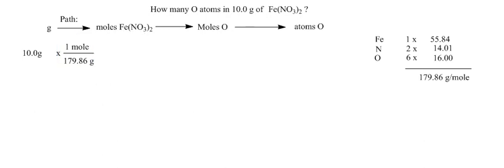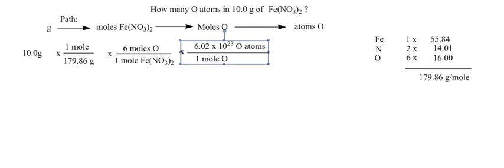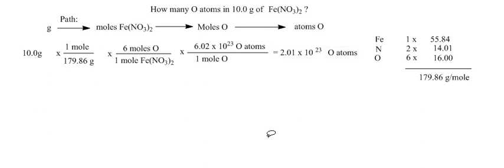Then we're going to convert that to moles of oxygen in the iron 2 nitrate by keeping in mind that each one of these iron 2 nitrates contains 6 moles of oxygen. Then we're going to convert from that to atoms of oxygen using Avogadro's number. And when we plug all of this into our calculator and do the math, we end up finding out that there are 2.01 times 10 to the 23rd oxygen atoms in 10.0 grams of iron 2 nitrate.